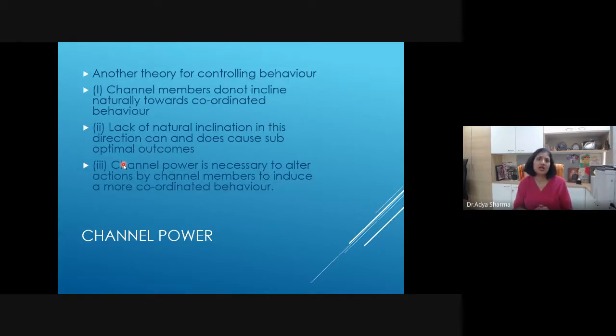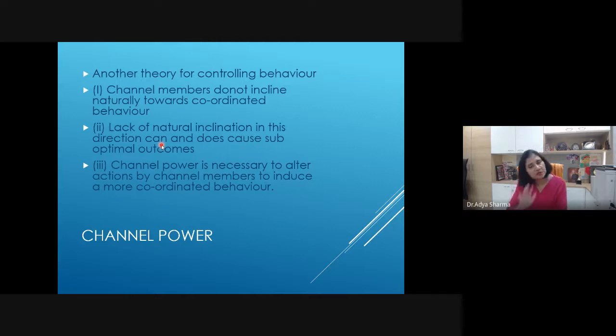We say that channel members do not incline naturally towards coordinated behavior, which is very true for us as human beings. Given a choice, you and I would love not to have any discipline in our life. We would just do what we want and so on and so forth. I would most probably come to the office when I want and leave when I want. But this lack of natural inclination is not good. Just imagine if everyone would start doing what they want.